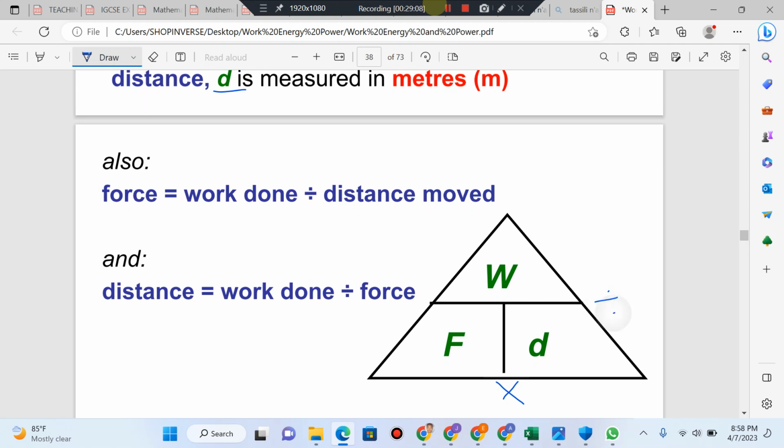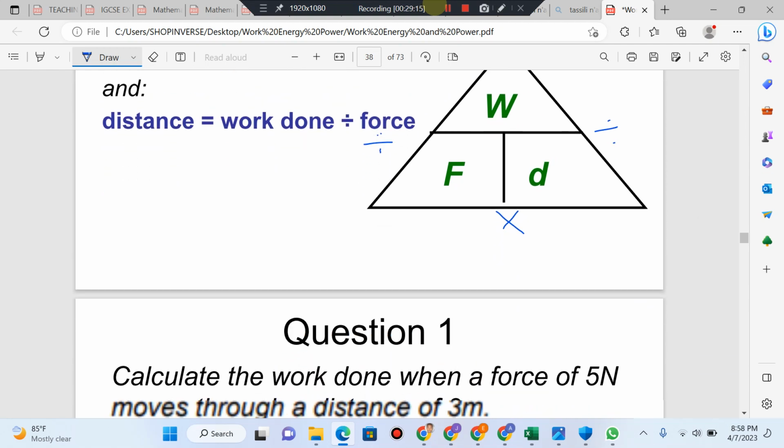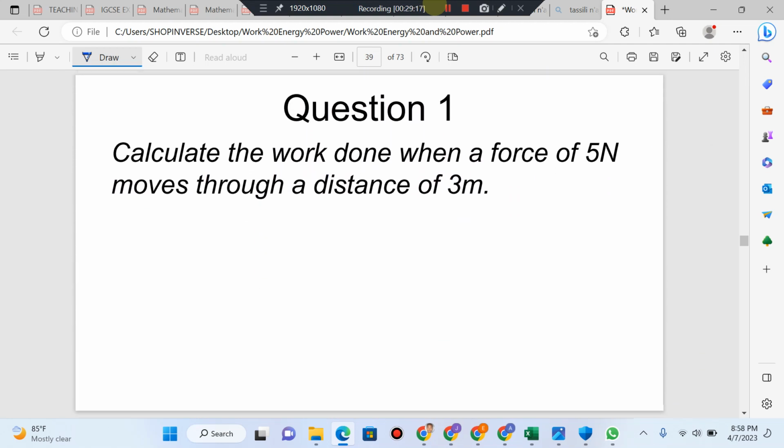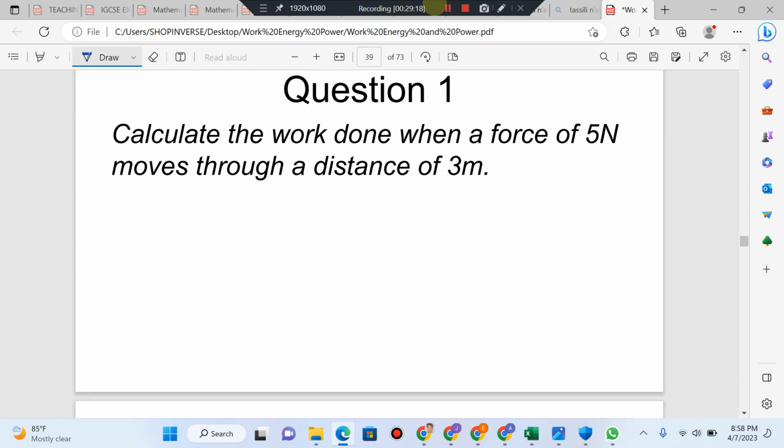Work is force times distance. Force is work divided by distance, and distance is work divided by force. This is also a visual representation of the formula. Question 1. Now let's start solving. This is easy. In fact, you can pause this video and solve this yourself.